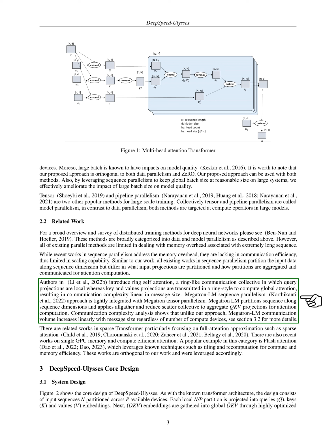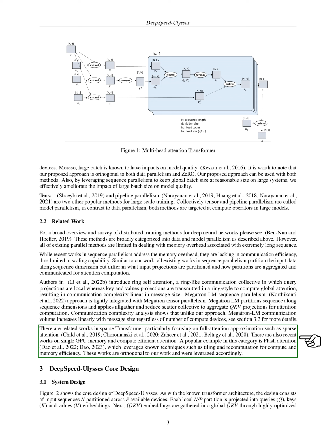Another approach, known as Megatron-LM sequence parallelism, is closely integrated with Megatron tensor parallelism. This method also partitions the sequence along sequence dimensions and uses a combination of all-gather and reduce-scatter collectives to aggregate QKV projections for attention computation. However, unlike our approach, the communication volume in Megatron-LM increases linearly with the message size, regardless of the number of compute devices. There are also other related works focusing on full attention approximation, such as sparse attention, and single GPU memory and compute-efficient attention, like FlashAttention. These methods are not directly related to our work but have been used as references.